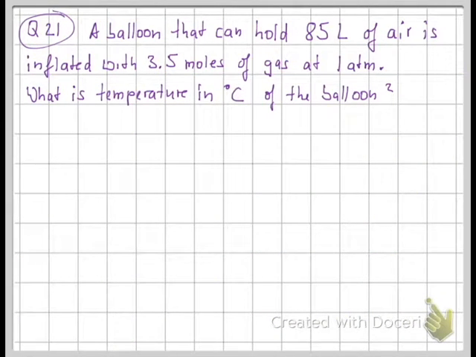Question 21. I kind of skipped through 18. Question 19 is, okay, balloon. I'm backtracking here for a sec. Question 19, we have 35 liters of helium, 20 degrees Celsius, and 45 degrees Celsius. What's the new volume? So this one is straightforward, just relating volume with temperature, nothing too exciting there.